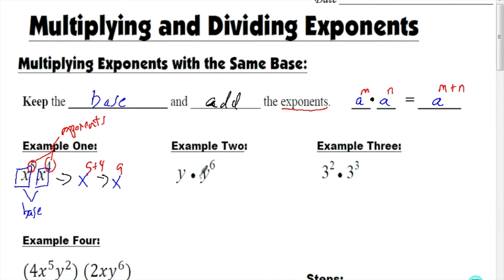Okay? Same thing in example 2. We have y times y to the 6th. Now we have to be careful, because we've talked about this before, but we'll take it one step at a time. We have our y's, so we have our bases, and then our exponents. We have a 6 here. Now remember, this y doesn't look like it has a 1, but technically in that spot there is a 1, so we do have an exponent of 1. Then we bring it all together. We have y to the 1 plus 6, and of course that gives us y to the 7th.